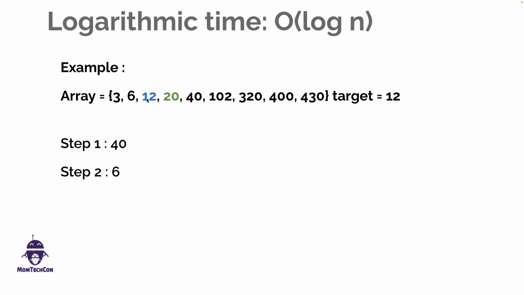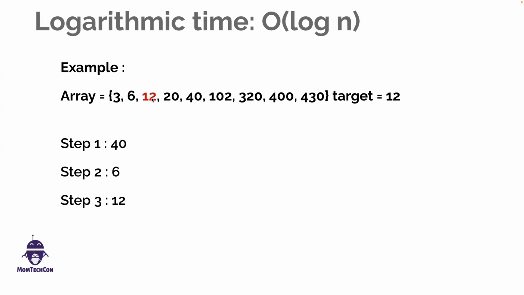So now we are going to look at those two elements, because we know that 12 is under 40, but above 6. Again, we are looking at the middle element, which is going to be 12. And here we are, we have our target. With every iteration, the size of our search list shrinks by half. Therefore, traversing and finding an entry in the list takes logarithmic time, or O of log of n.